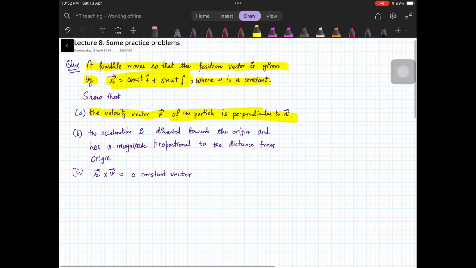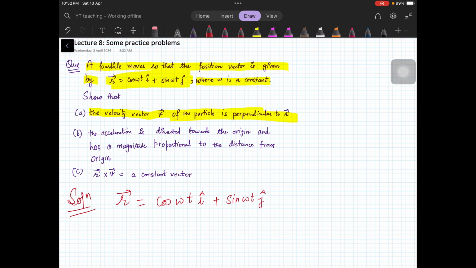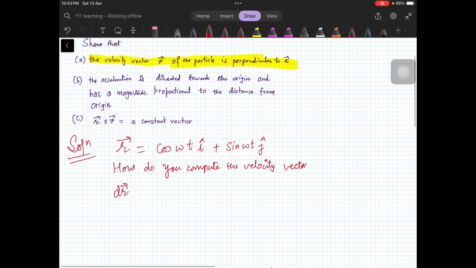First of all, we should use the knowledge that if you are given the position vector of the particle, cos of omega t i cap plus sine of omega t j cap, then how do you compute the velocity vector? For that, you have to differentiate with respect to time. So dr by dt will be minus omega sine of omega t i cap plus omega cos of omega t j cap. This is our velocity vector.